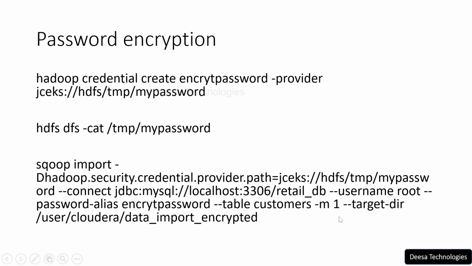Now if you see here, this is an alias that we give. So we don't even have to give this location, we just give this alias. So the alias here is encrypt password. If you see this Sqoop import, this is what we have to put. This line of code is basically to check the provider, the path where we have the JCEKS my password, then we have the connect identifiers, and if you see here, instead of password you're using password alias, encrypt password. So this is the alias that we have created here. So this way we will be able to use the encryption. So let's go ahead and start this.